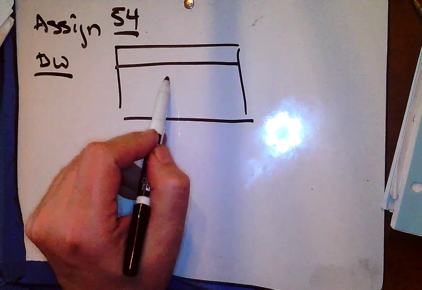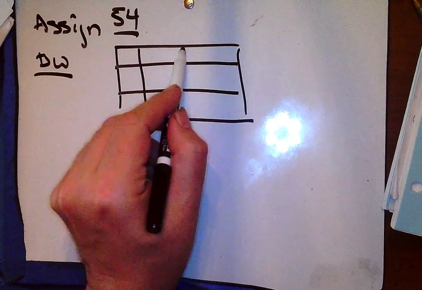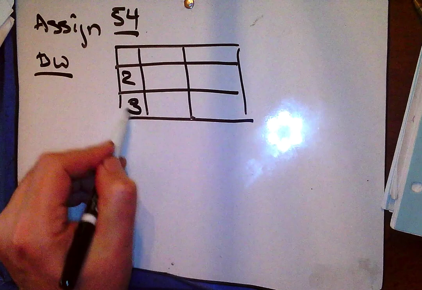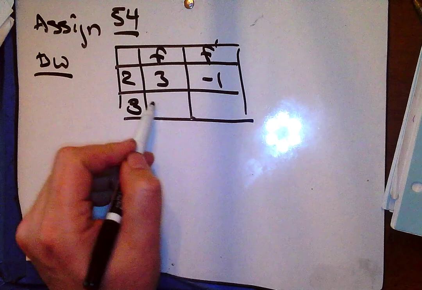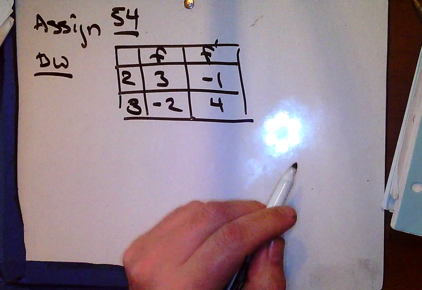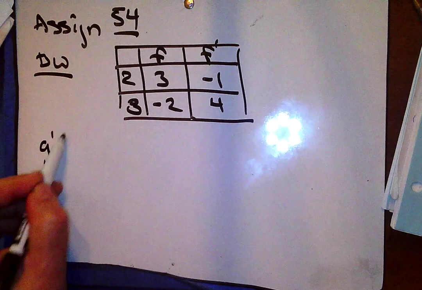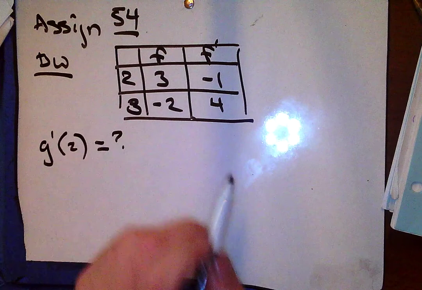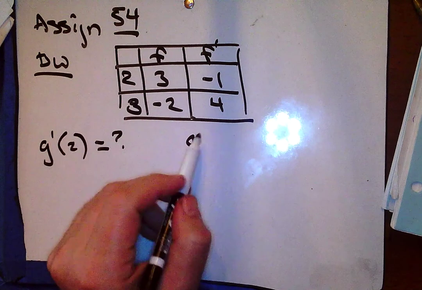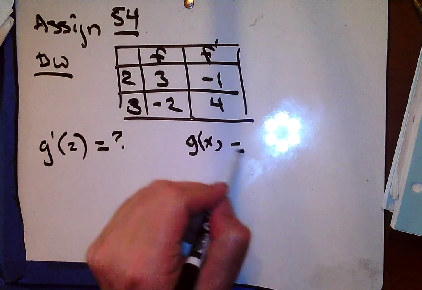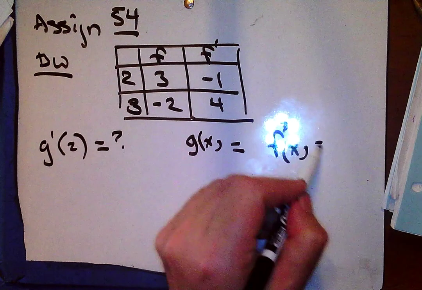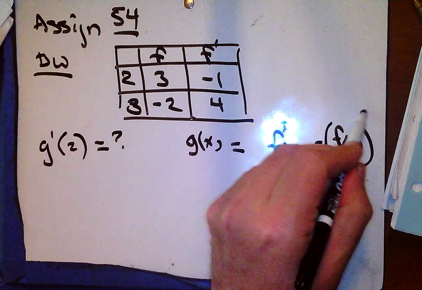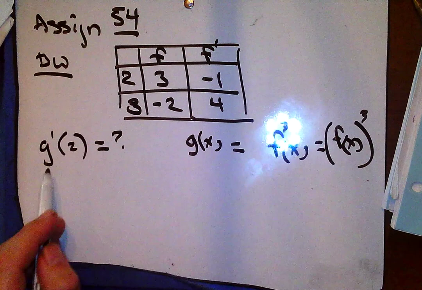And it starts off with a table. And we've got 2 and 8 and f and f prime, 3, -1, -2, 4. And I'd like to know what g prime of 2 is. And I'll tell you that it is known that g is defined as f to the third x, which you know is the same as f of x to the third. Okay, so find g prime of 2, please.